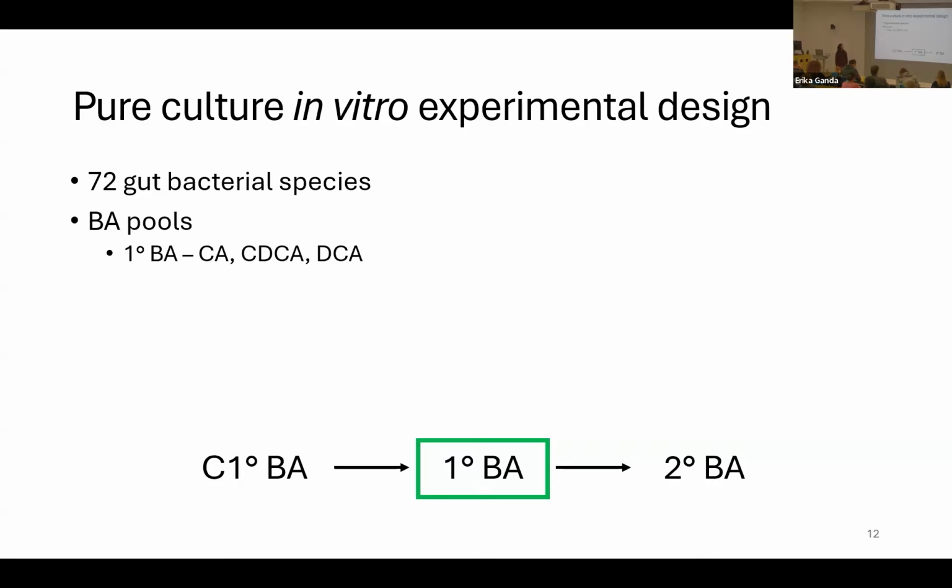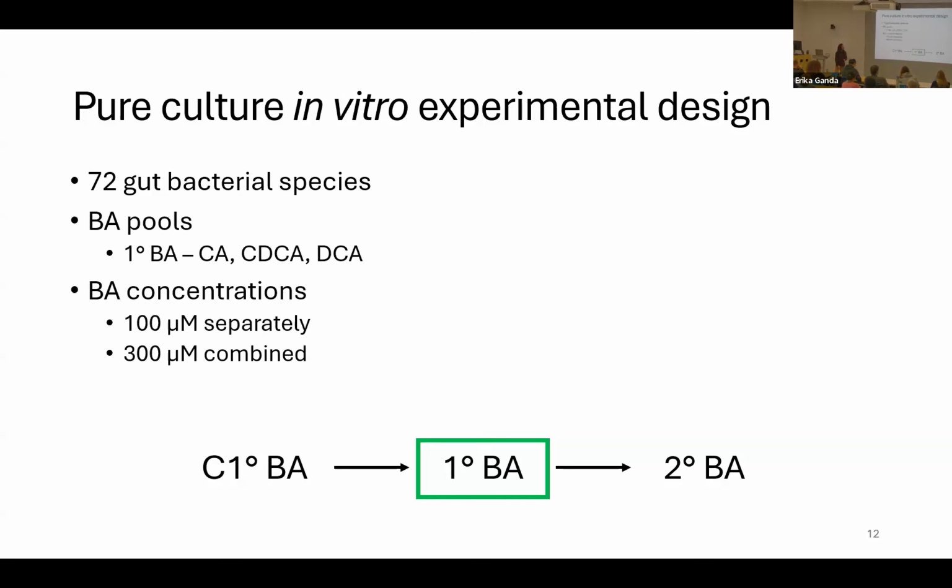So like I said, in this experiment, we have primary bile acids. I told you cholic acid and chenodeoxycholic acid, abbreviated here as CA and CDCA, are the two human primaries. We also included DCA because it is the most common secondary bile acid that we see in humans. And we had each bile acid at 100 micromolar when it's alone, or if we had all three pooled together, it totaled 300 micromolar. These are physiologically relevant concentrations that bacteria might experience along the length of the gut. And we sampled at both 24 and 48 hours.